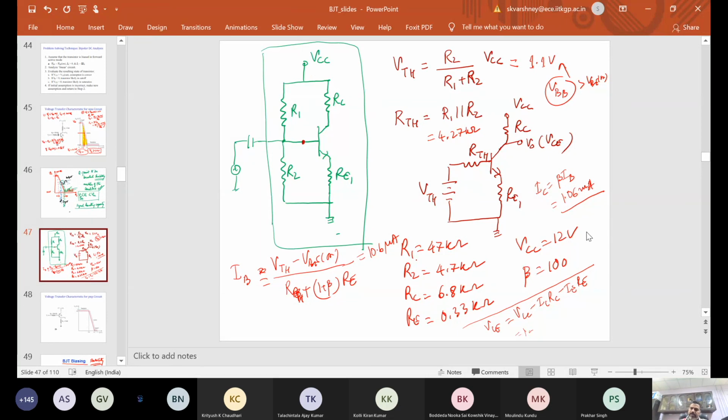which is greater than VB on and is positive. So that confirms that the transistor is in active mode. That's the first confirmation. The second confirmation is whether the Q point is suitably located. It's much greater than the VCE saturation voltage and much less than VCC, right? So it means the Q point is suitably located for this circuit.